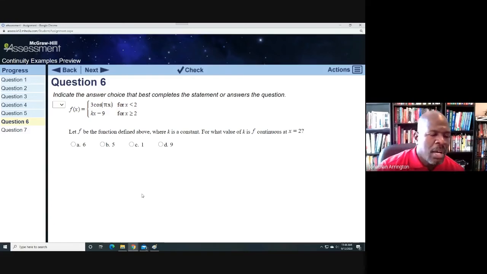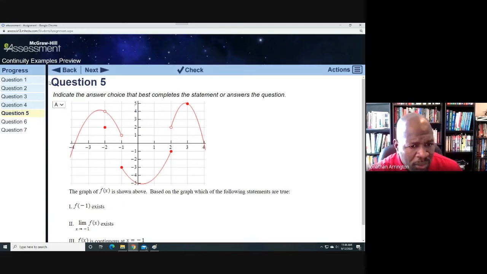Now, these are very popular problems on the AP exam. So for this particular problem, it says let f be the function defined above, where k is a constant. For what values of k is f continuous at x equals 2? So I want to find a value of k, and this is a piecewise function, by the way. I want to find a value of k for it to be continuous. So let me kind of go back and look at a different graph to show you kind of what we mean on this.